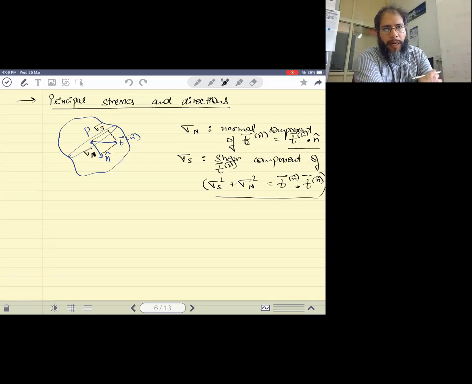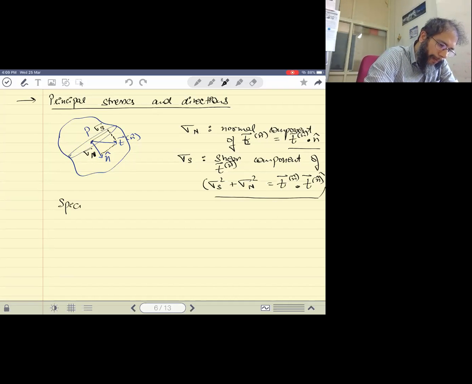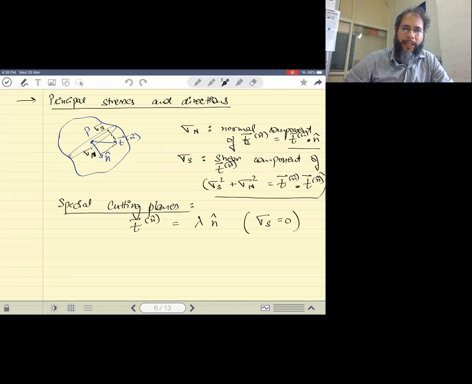All right, so getting back to the discussion on principal stresses and directions. In the general discussion, we said that the T vector need not be in the direction of n hat. In fact, we just showed that it has two components, one along n hat and one perpendicular to n hat. But we have some special n hats, or some special cutting planes, in which our stress vector actually is in the direction of n hat. That is, it is some constant lambda times n hat. That basically means that sigma s is 0. That is, it has no component in the perpendicular direction. It is completely in the n hat direction only.